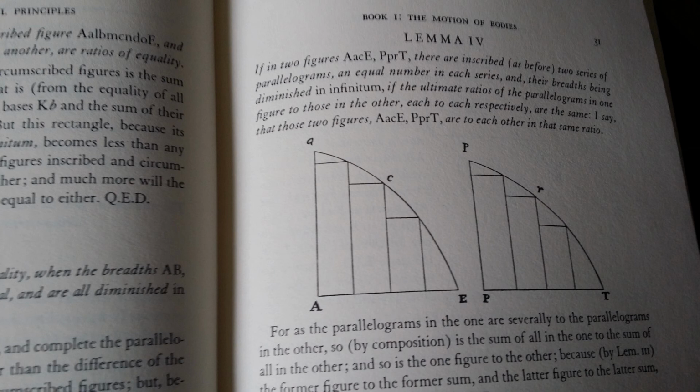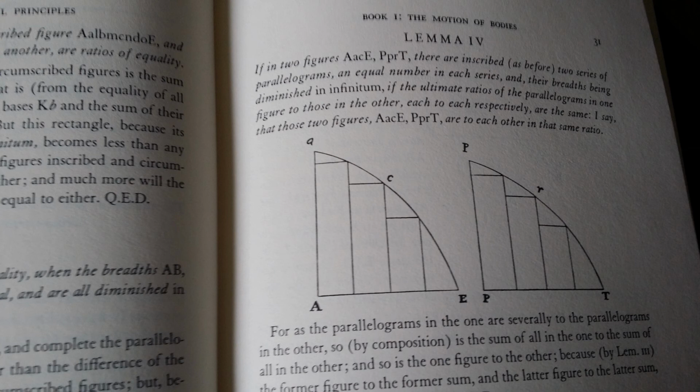For as the parallelograms in the one are severally to the parallelograms in the other, so, by composition, is the sum of all in this one to the sum of all in the other, and so is the one figure to the other. For, by Lemma 3, the former figure to the former sum, and the latter figure to the latter sum, are both in the ratio of equality. Q.E.D.